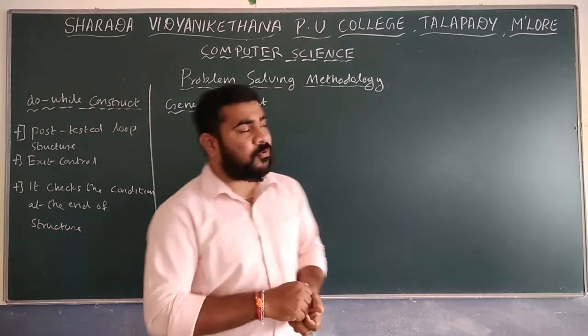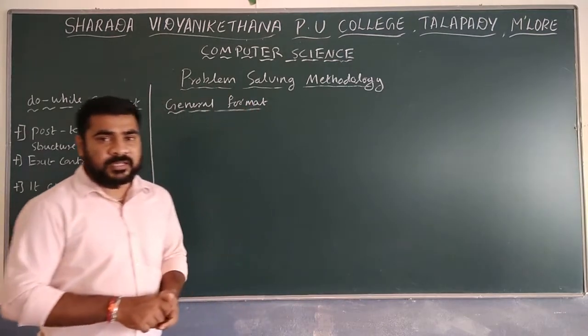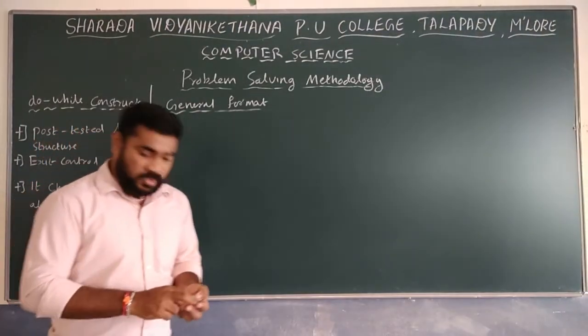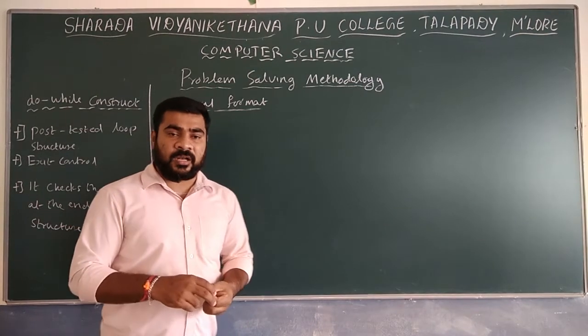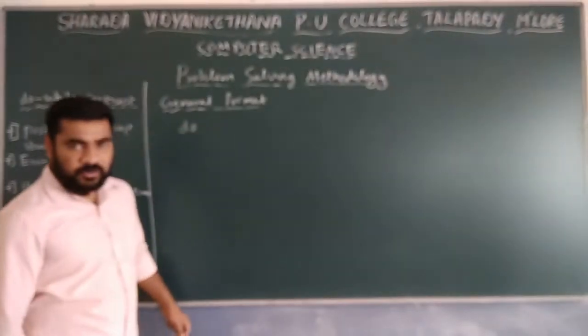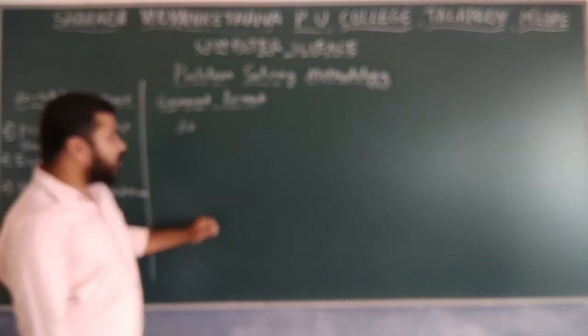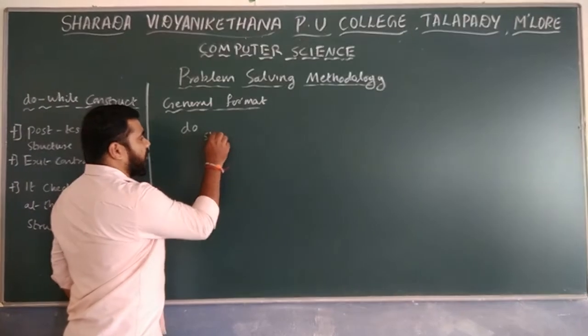So what is the general format for do while looping? If you want to use do while, first you have to write the keyword do. Do is the keyword. Then you can write the statements.